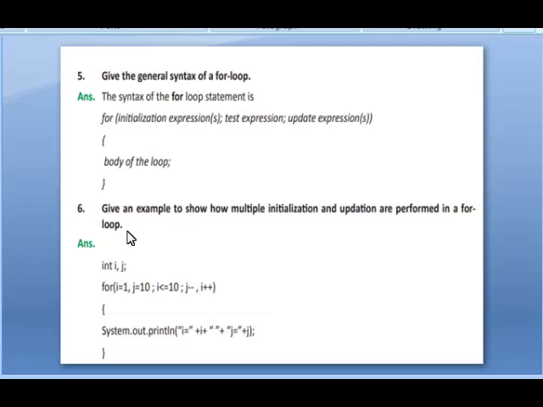Give an example to show how multiple initialization and updations are performed in for loop. So this is the example, that is here i and j are initialized. i is initialized with the value 1 and j is initialized with the value 10. Here we are checking the condition. If i less than or equal to 10, we have to decrement the value of j by 1 and increment the value of i by 1 and print the value of i and j. This is called multiple initialization.